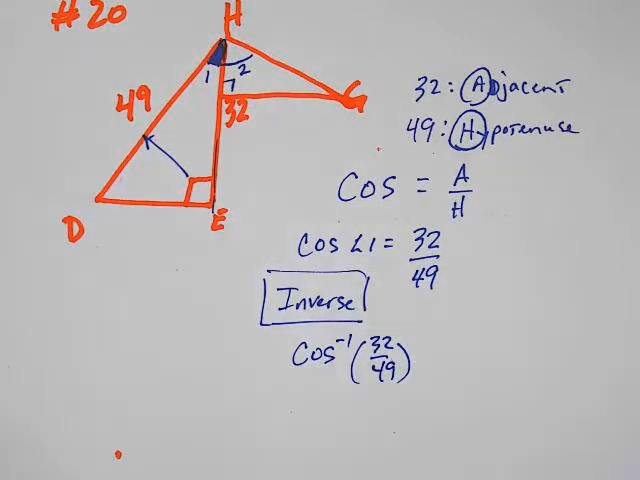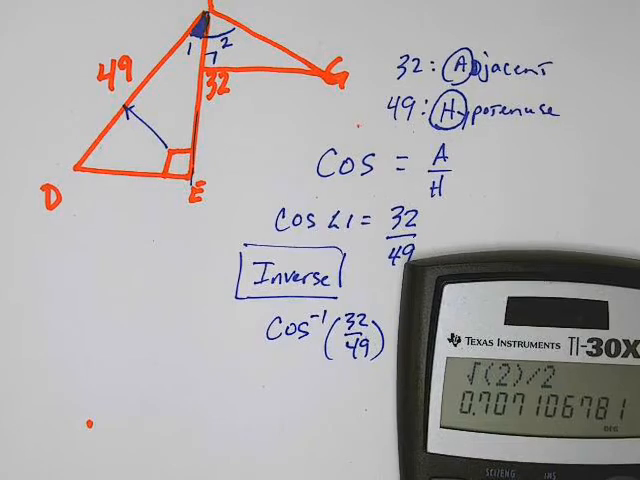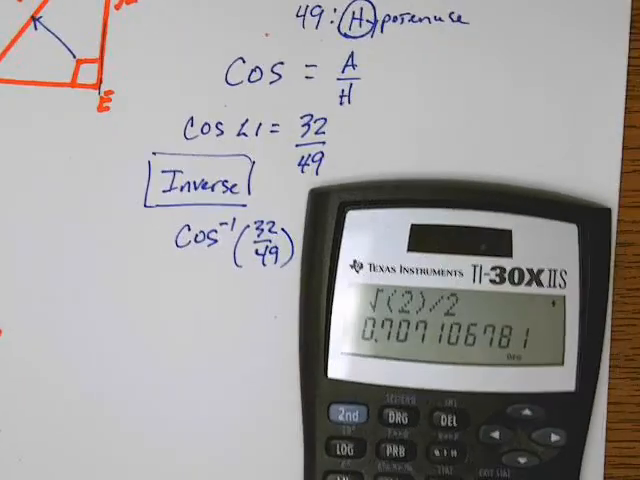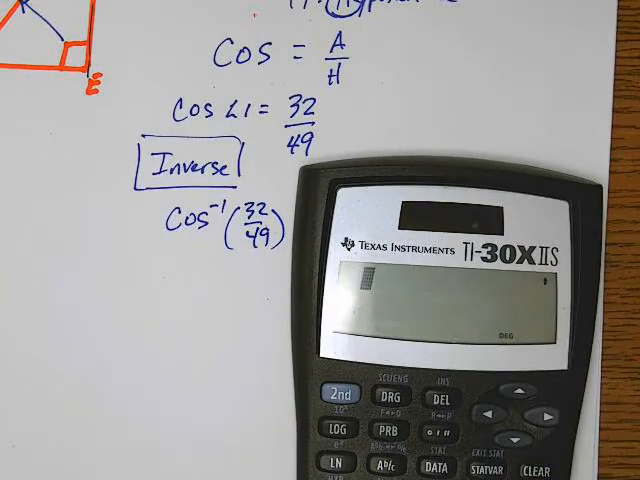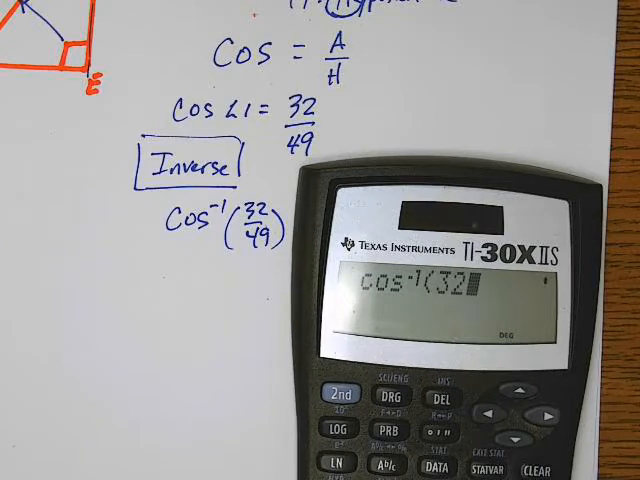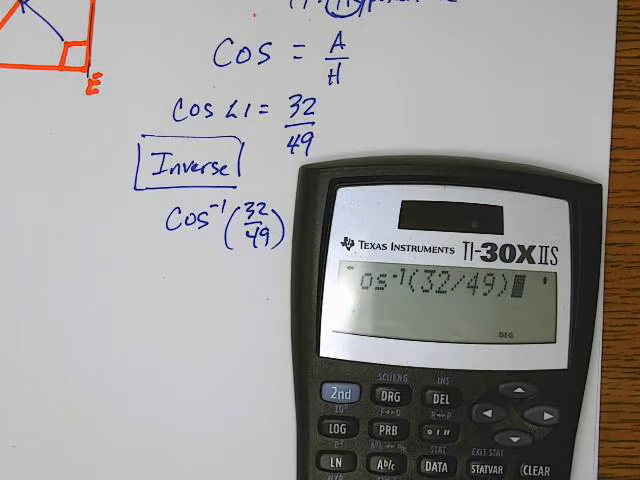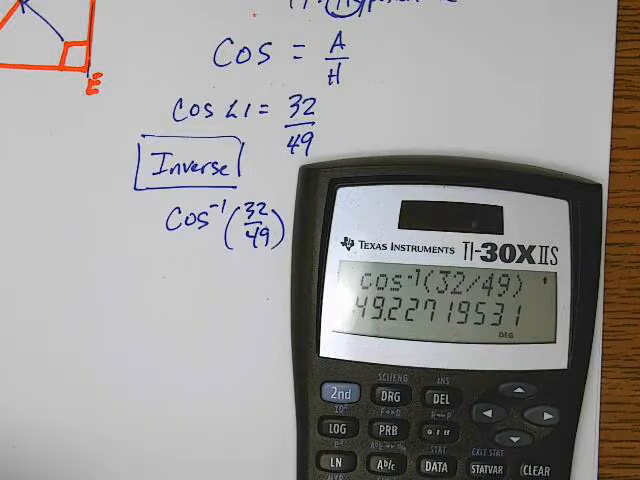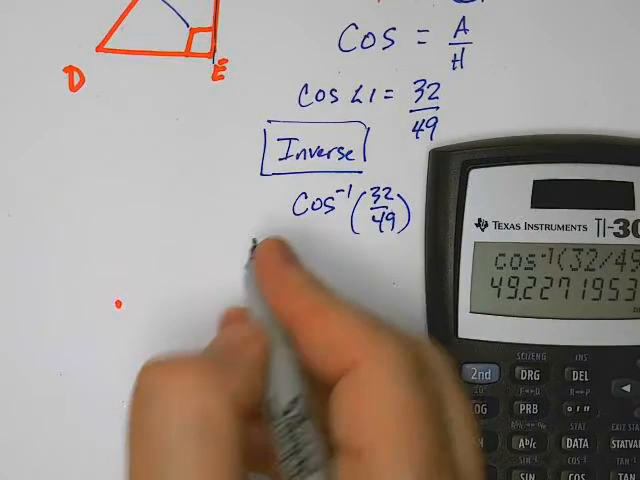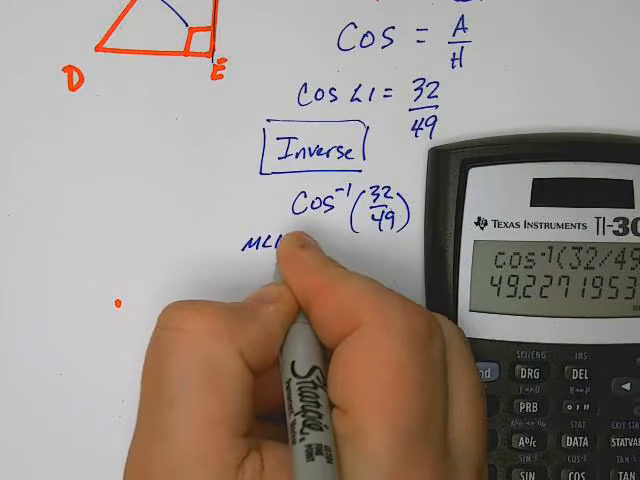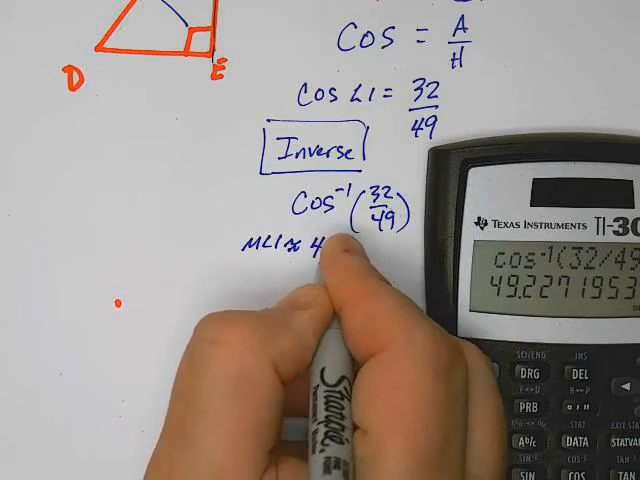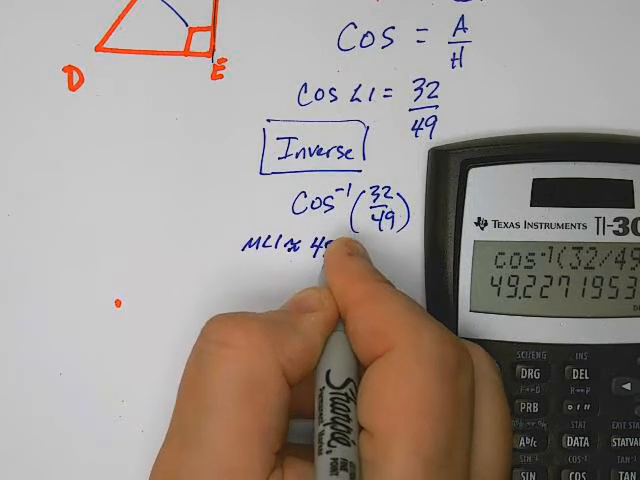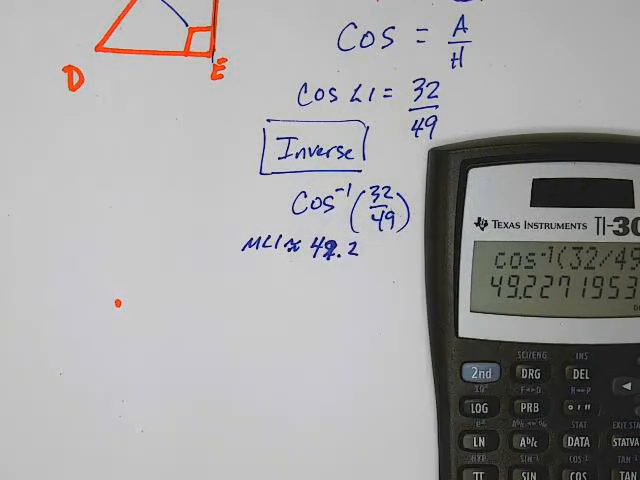Get your calculators out. You can use it on your phone. You can use the calculator. Clear, clear, clear. Inverse cosine, 32 over 49, equals, and we have 49.2. So the measure of angle 1 is approximately equal to 49.2. Everyone good? We're halfway.